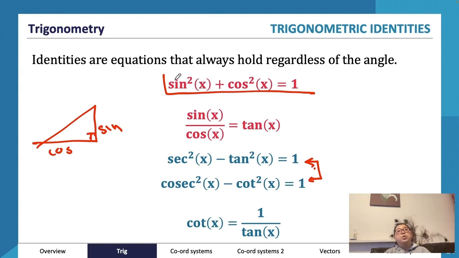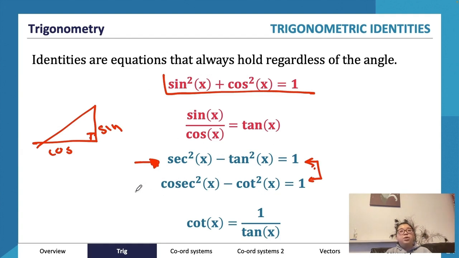So for this one here, what you're going to do is divide everything by cos squared. If you divide everything by cos squared, what you're going to get here is sine squared over cos squared, which is going to equal tan squared. Cos squared over cos squared is going to equal 1, and 1 over cos squared is going to be sec squared. So that's where this one comes from.